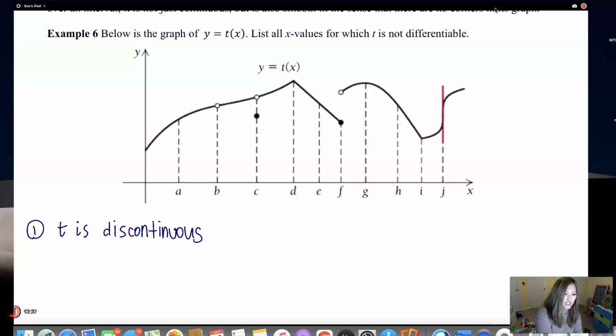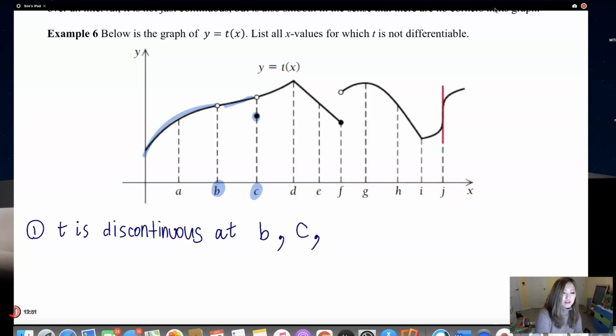T is discontinuous at, let's see, let's find this graph. So I'm following my graph. Oh, I have to lift my pencil right here. T is discontinuous at B. Keep on going. Oh, here's an open circle right here, and I have to go down here. I'm discontinuous at C. Keep on following.